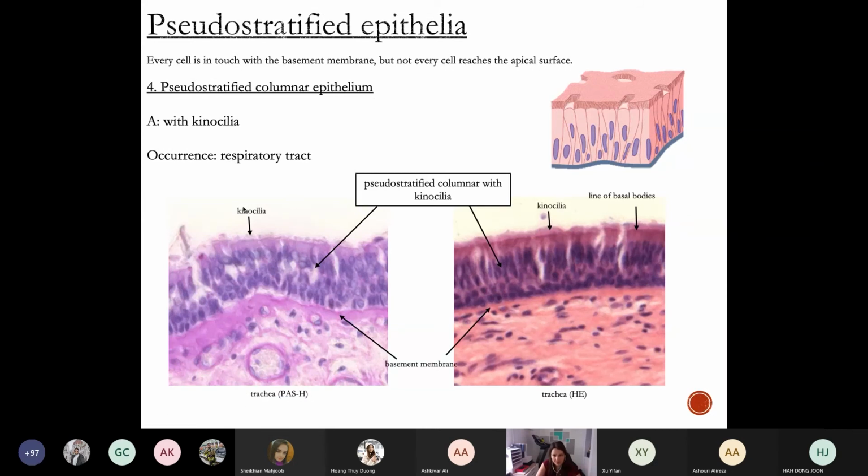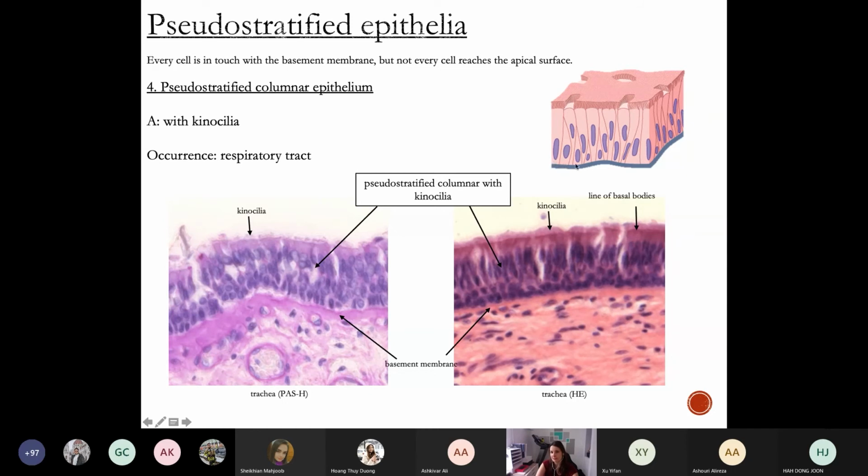So this was the simple columnar epithelium, and now we will go to the pseudostratified columnar epithelium. The pseudostratified epithelia belong to the simple epithelia. Okay, so if you remember, at the beginning we divided the epithelium into simple and stratified. Somewhere between the two should be the pseudostratified epithelia, but because all the cells are in contact with the basement membrane, this is why it belongs to the simple epithelia.